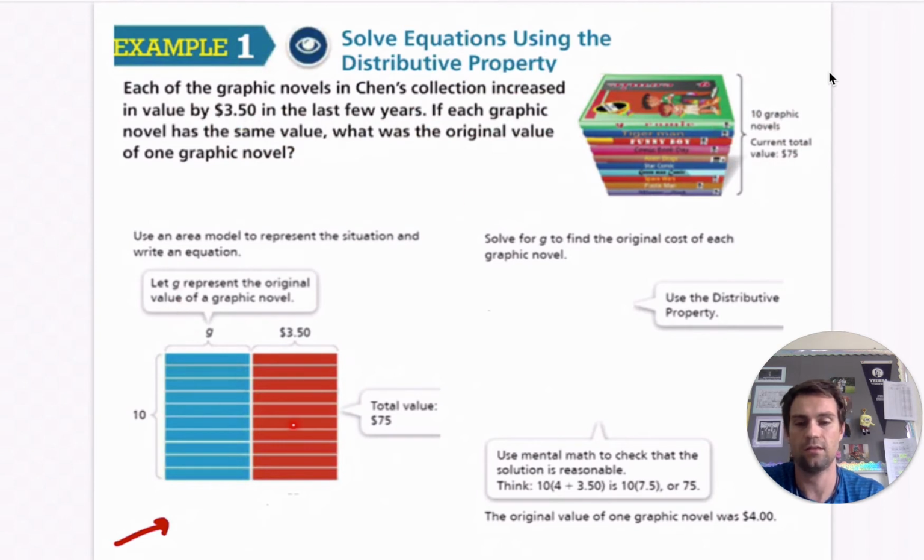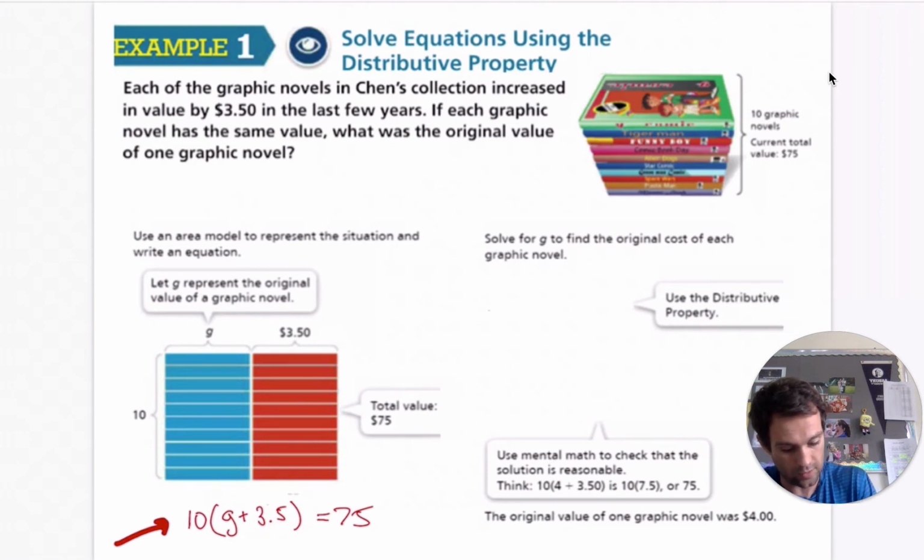So we can see that they've organized this using a tape diagram, that if we had 10 graphic novels, we don't know the original value, but we do know that it is increasing $3.50. So that is this whole region here, G plus 3.5. And the total value is $75. Now the thing is, this is for 10 graphic novels, so it's going to be 10 times the entire quantity. So we can rewrite this as 10 times G plus 3.5 equals 75.